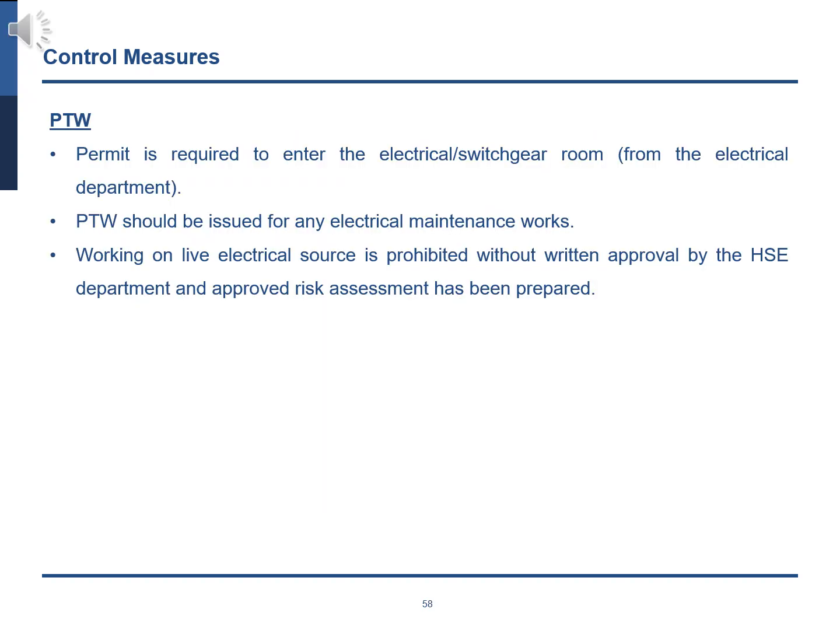Permit to work, PTW. A permit is required to enter the electrical/switchgear room from the electrical department. A PTW should be issued for any electrical maintenance works. Working on a live electrical source is prohibited without written approval by the HSE department, and an approved risk assessment has been prepared.